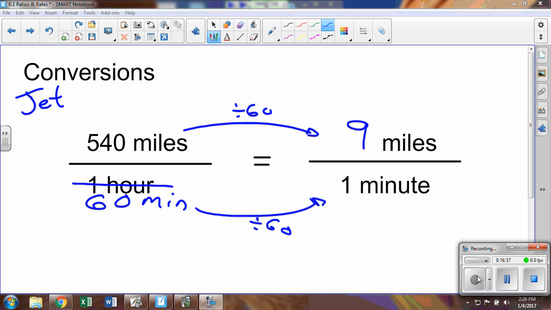Kind of crazy to think, isn't it? A jet that flies 540 miles per hour is actually flying 9 miles per minute. It just seems crazy. 9 miles per minute. And that's not even going to break the sound barrier. If you're talking about a military F-15 jet, they're even faster than that.